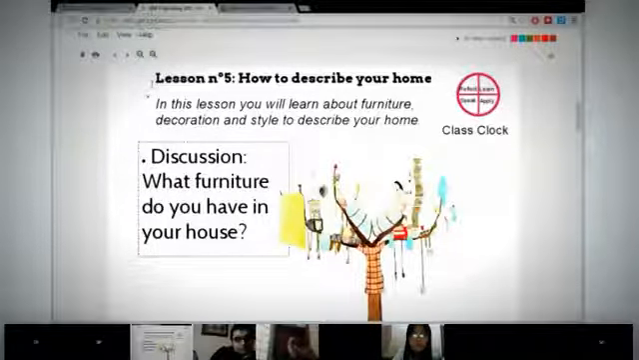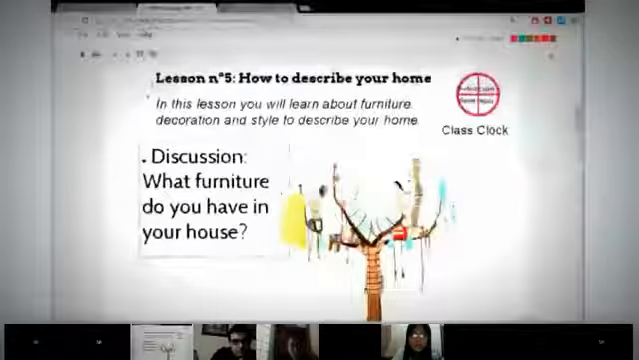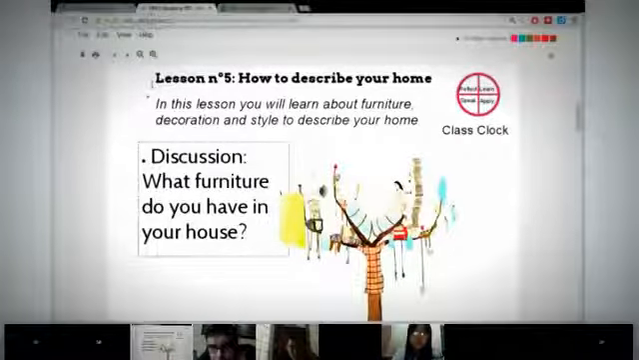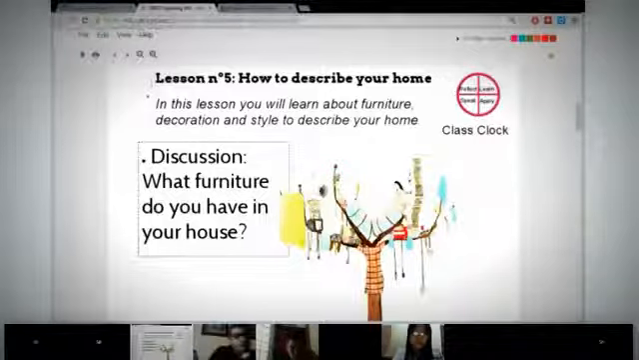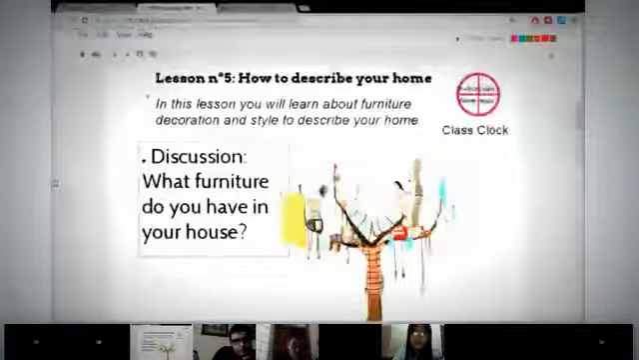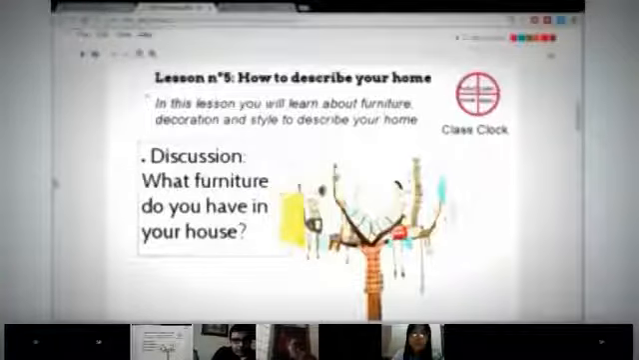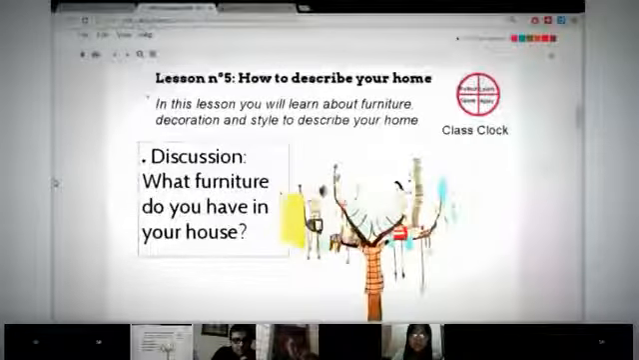In this lesson, you will learn about furniture, decoration, and style to describe your home. But in fact, we're going to talk about more than that. We're going to talk about the types of homes we have in this space. Think about some of the words that came up, and also look at the vocabulary and the notes that I'm taking. Rug, chairs, lights, bins, trash can. We said chimney as well, I think.